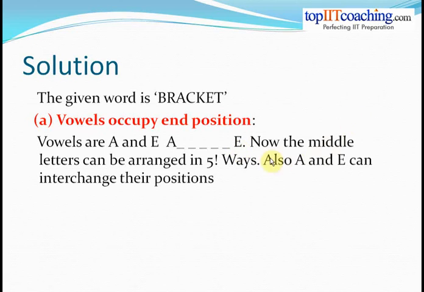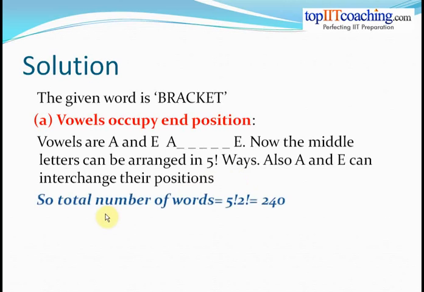Now the middle letters can be arranged in 5 factorial ways, as 5P5 is equal to 5 factorial. Also, A and E can interchange their positions, that is A can take the place of E and E can take the place of A. So what we can say is the total number of words is equal to 5 factorial into 2 factorial, that is equal to 120 into 2, and that is equal to 240.